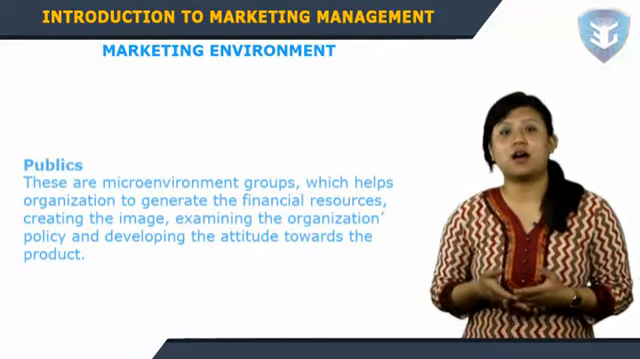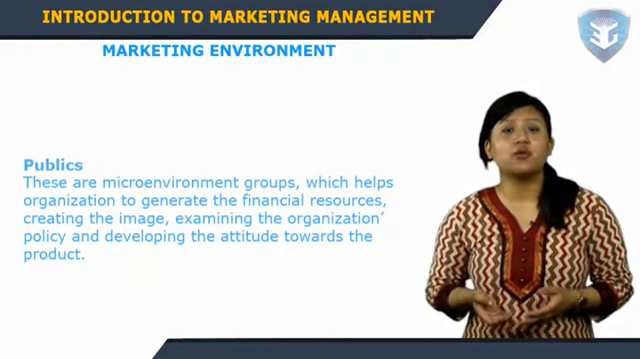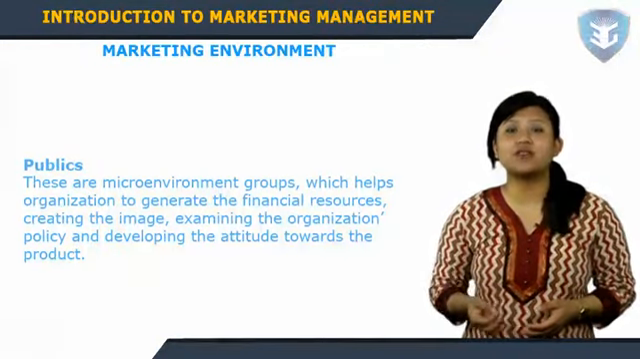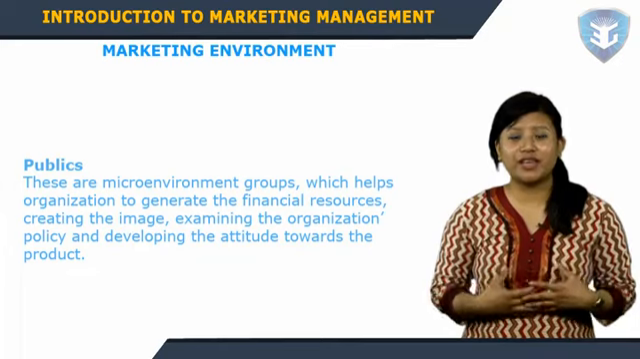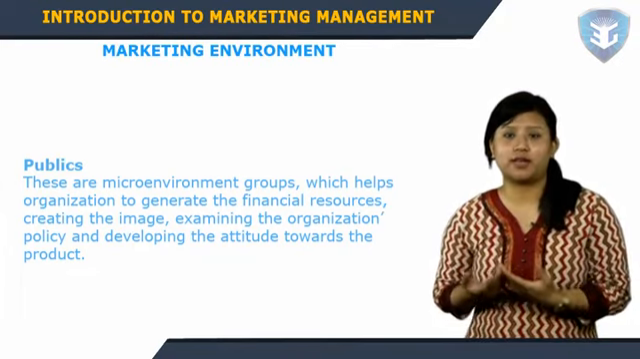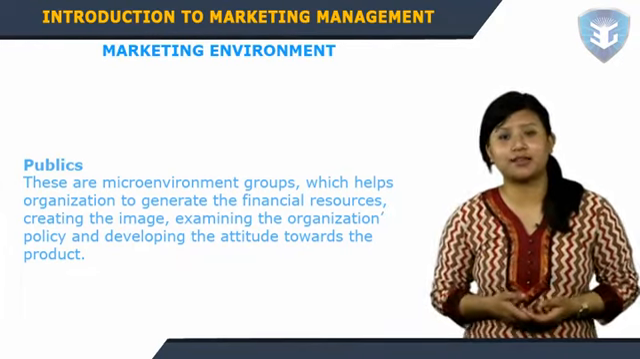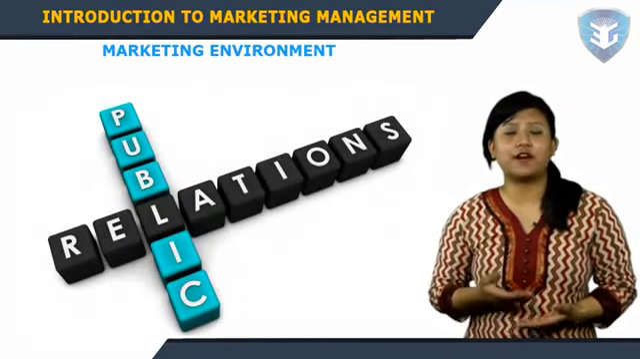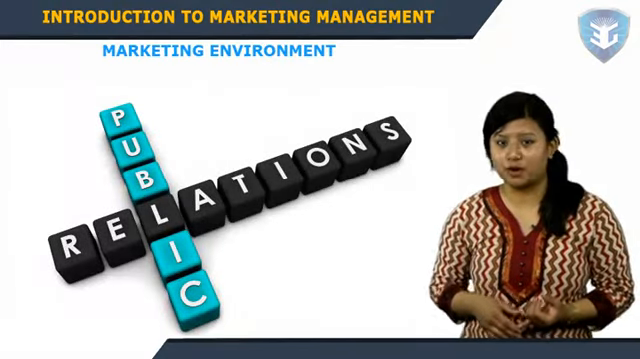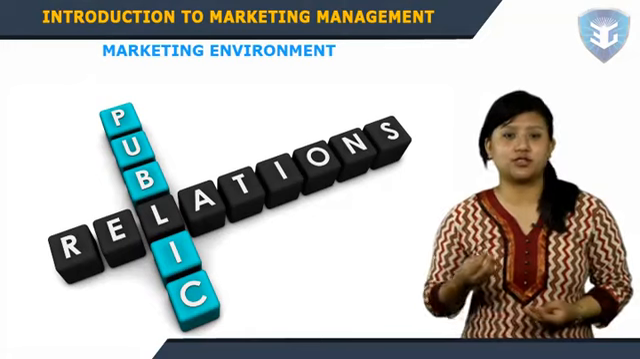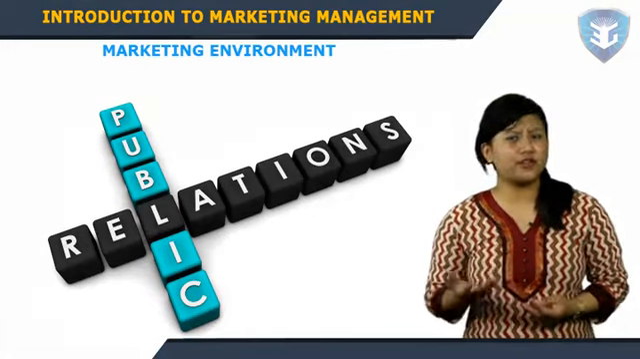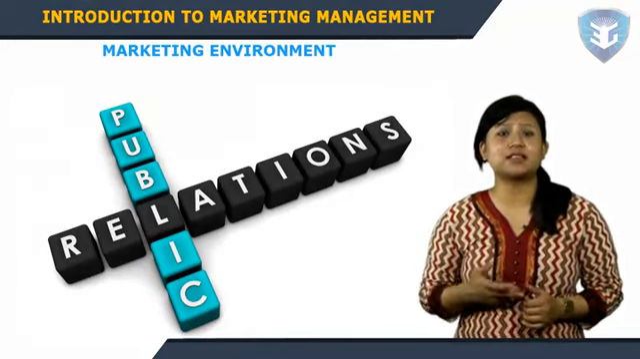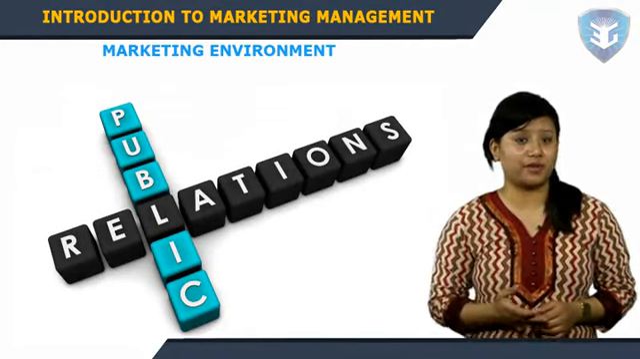Publics. These are the microenvironment groups which help the organization to generate the financial resources, create the image, examine the organization's policy and develop the attitude towards the product. We can identify 5 types of publics. The financial publics, which influence the organization's ability to obtain funds. For example, banks, investment houses and stockholders are the major financial publics.